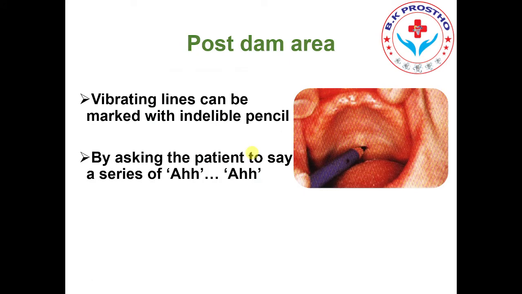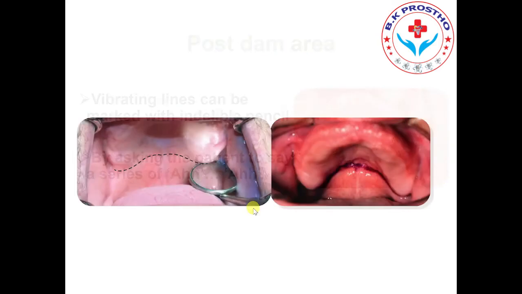Further, we have to mark the vibrating line, which can be marked with an indelible pencil. I ask the patient to say a series of R sounds in an unexaggerated manner. First we dry the mucosa with the help of gauze and then ask the patient to pronounce the R sound and observe the imaginary line.